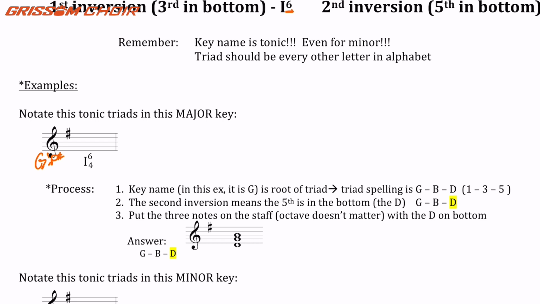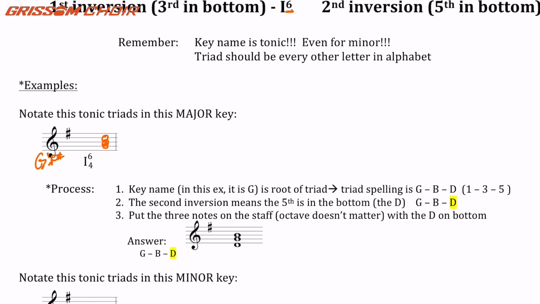It is asking us to find the second inversion, which means the 5th is in the bottom, of that tonic triad. So we name the key. In this example, it is G, the root of the triad. The triad spelling would then be G, B, and D: 1, 3, 5. The second inversion means that the 5th is in the bottom. The 5th of this triad is D.